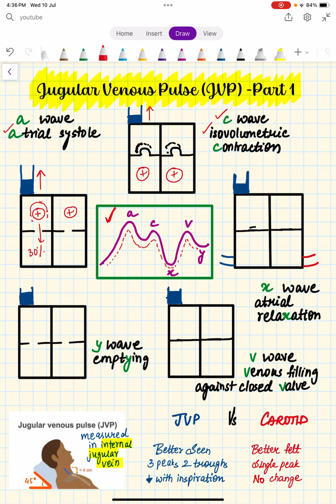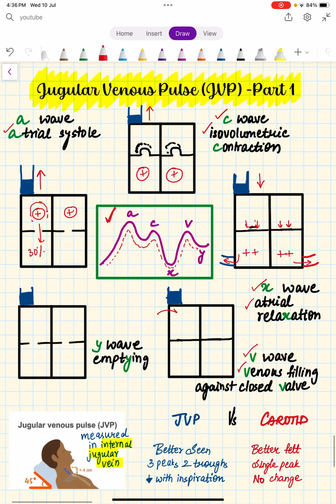The next wave is the X wave. It corresponds to the atrial relaxation, which in turn corresponds to the ventricular systolic phase. During this ventricular systole, there is ejection of blood into the pulmonary artery and the aorta. That causes the downward deflection of the already bulging valves, and this produces the very first descent in the JVP waveform.